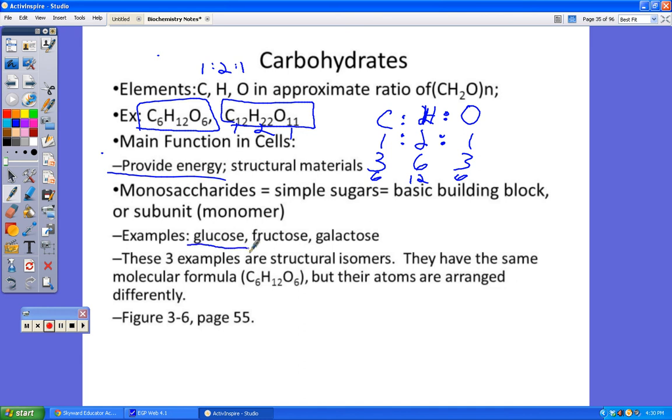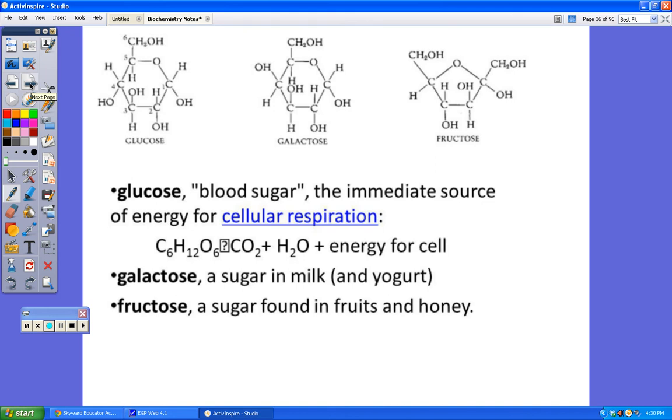Some examples: glucose, fructose, galactose. Basically anything that ends in an ose is a sugar as well. Glucose is typically called the blood sugar. It's the immediate source of energy for cell respiration. So in the case down here below, here is glucose.